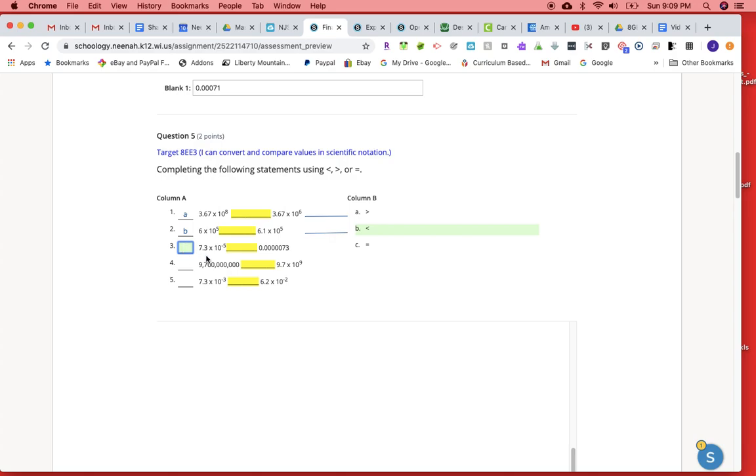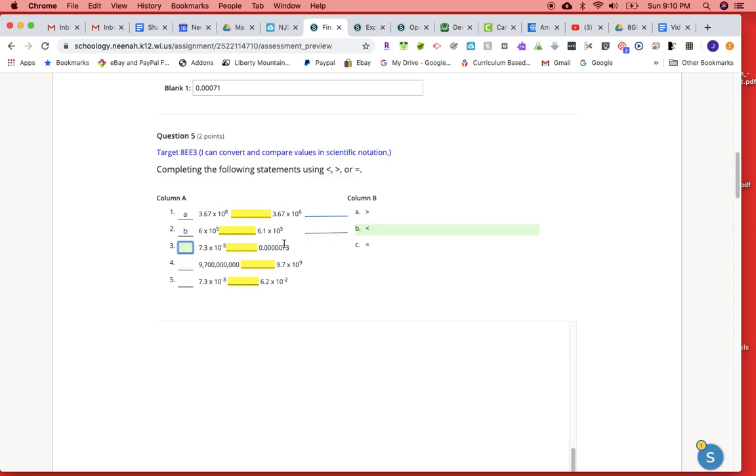All right, number 3. 7.3 times 10 to the negative 5th is less than, equal, or greater than 0.000073. So that tells us, let's put this number in scientific notation. It's going to be 7.3. We're going to move our decimal 1, 2, 3, 4, 5, 6. So we'd have a negative 6. So it'd be 7.3 times 10 to the negative 6.